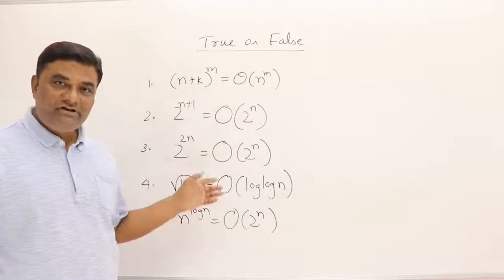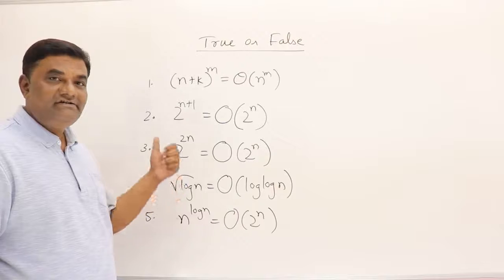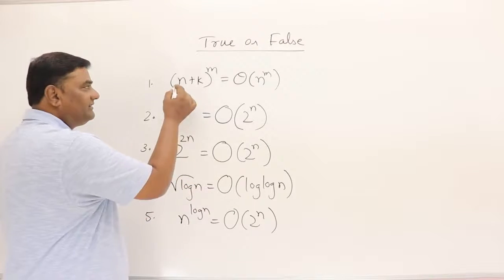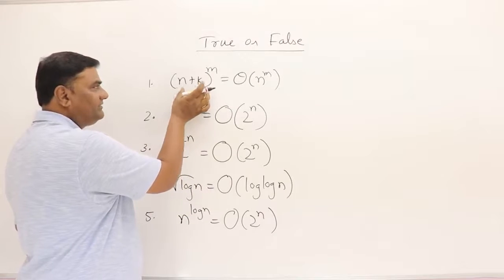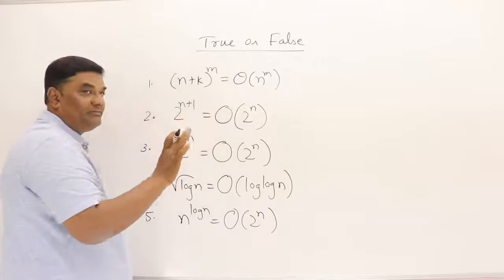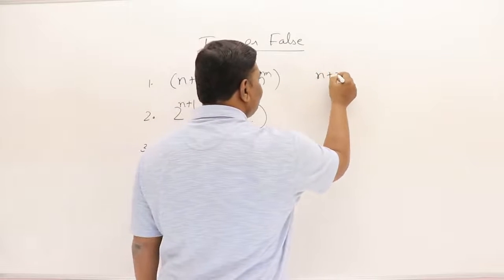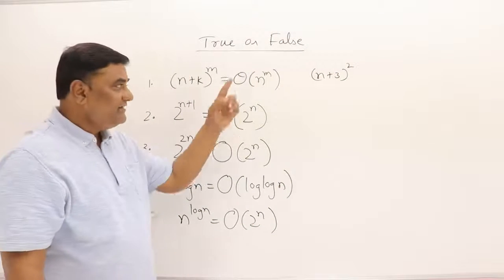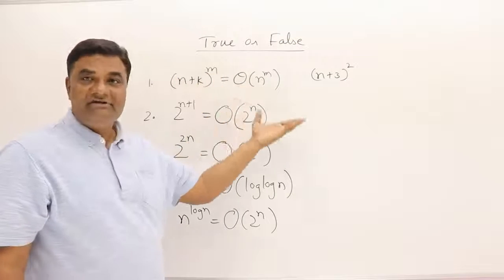Here some asymptotic notations are given and comparisons there. So we have to find out whether these statements are true or false. Let us check. This is n plus k whole power m, and if you open this binomial, two terms are there. So if you open this, it will be n power m. That is going to be the highest term. It is just like, for example, n plus 3 whole square. Then what is the highest term you get there? n square is the highest term. So if m is there as a power, so n power m is the highest term.